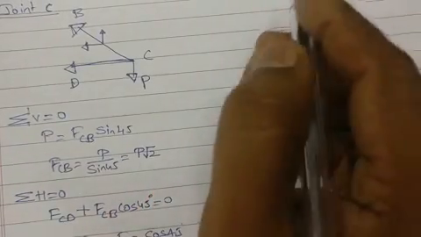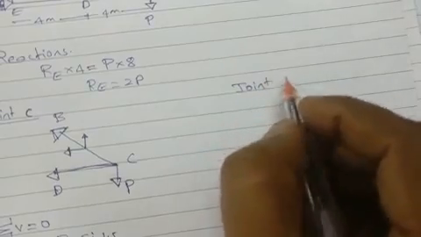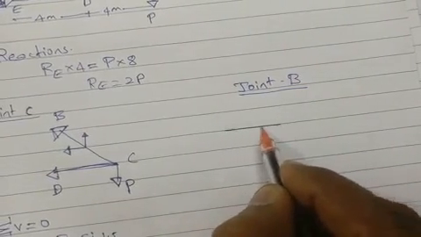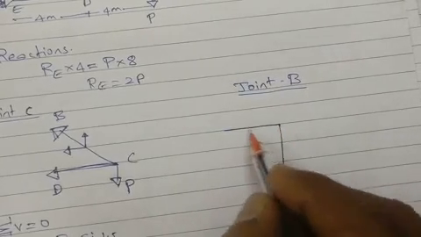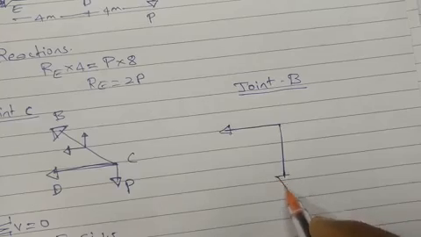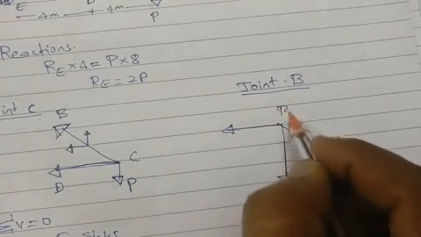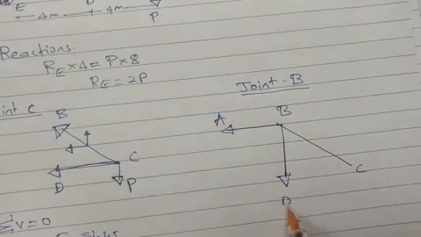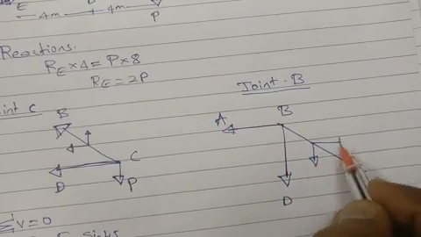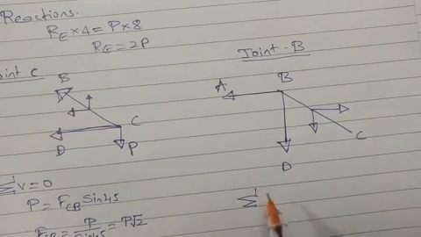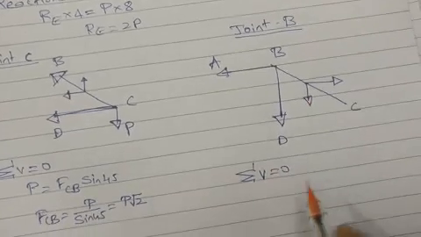Then we go for joint B. So we have like this. Horizontal force away from joint, vertical force away from joint. This is inclined. This is C. This is B. This is A, and this is D. Inclined will have components vertical, horizontal. So in this we have to go for sigma V is equal to 0.